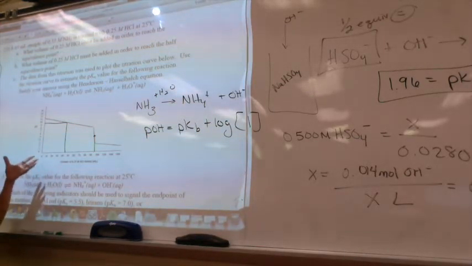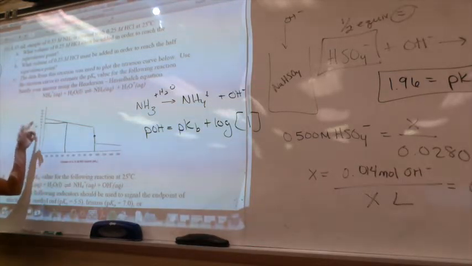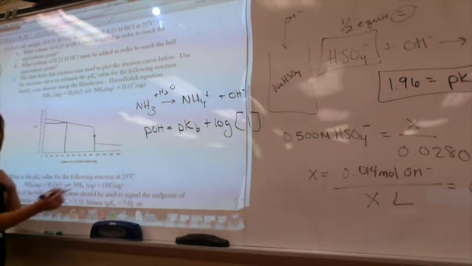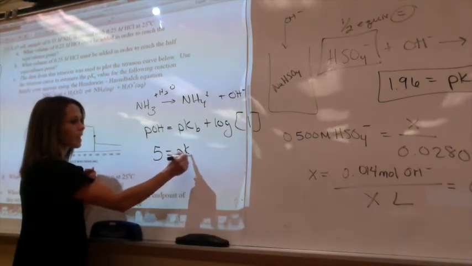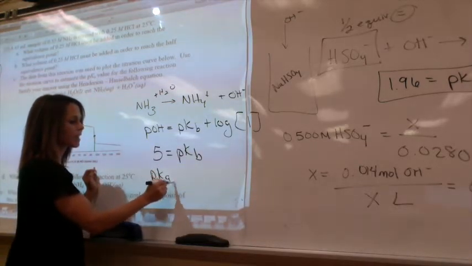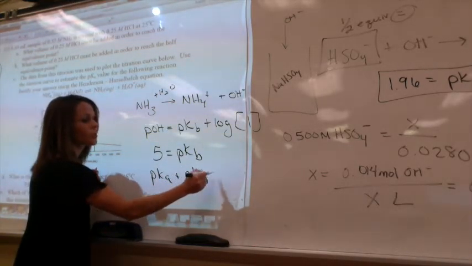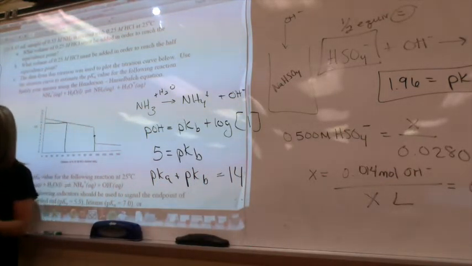However, this is a base reaction, and that really bothers me. So what would I have done? I would have subtracted 14 minus 9, and I would have said that 5 is equal to the pKb at the half equivalence point. And then I would have done pKa plus pKb equals 14, and I would have found my pKa that way.